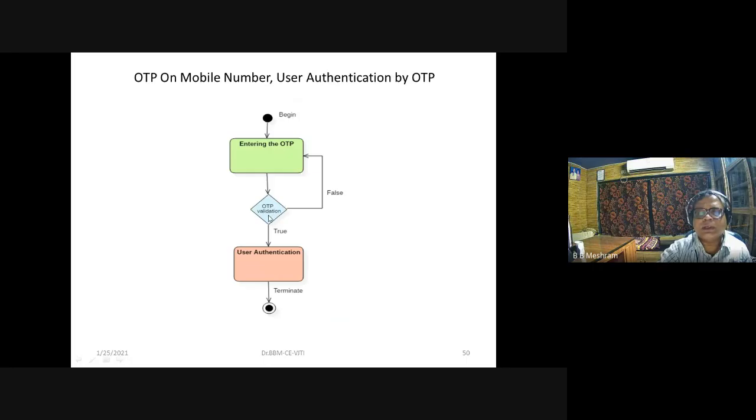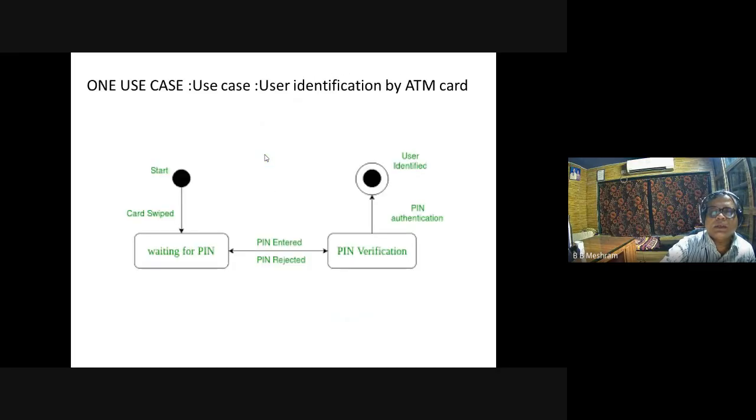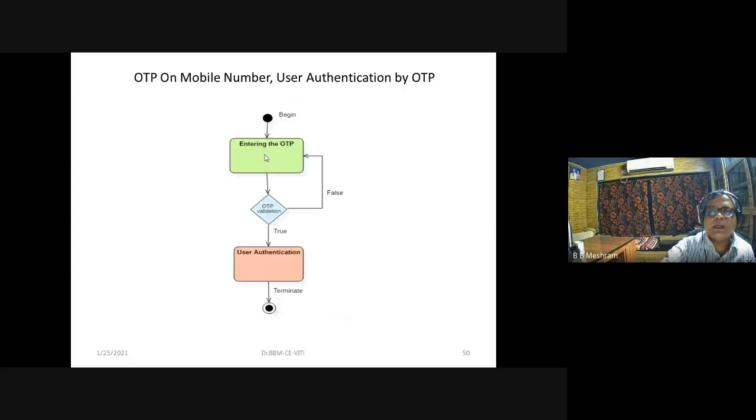If OTP validation is true, then the user will be authenticated, and then termination. If OTP verification is false, again you have to enter the OTP. So in this way, the user authentication in the ATM system is done with the help of PIN and OTP.